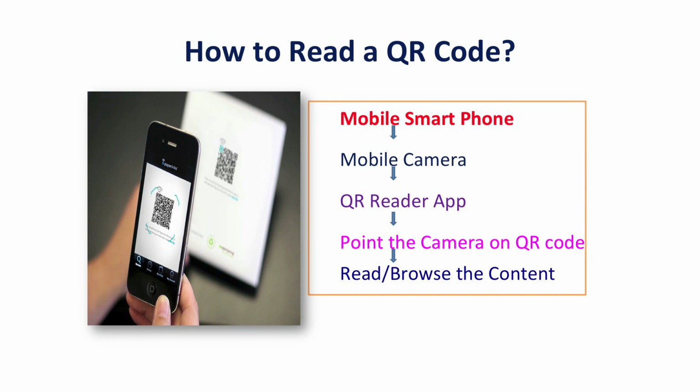So, how to read a QR code? The user needs, first and foremost, a smartphone with an inbuilt camera, then an inbuilt QR reader app, and then he has to point the camera at the QR code, and he will read or browse whatever content is built into the QR code.